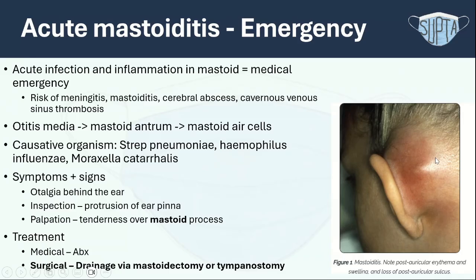So you can see here the post-auricular erythema, which is kind of characteristic of mastoiditis. And that's why it's always really important when you're doing otoscopy or you're examining someone's ear that you always feel for tenderness behind the ear and look at the mastoid process, essentially.